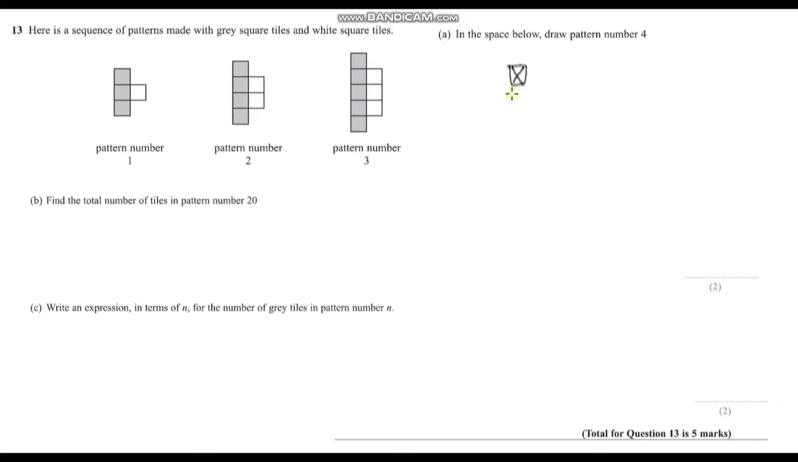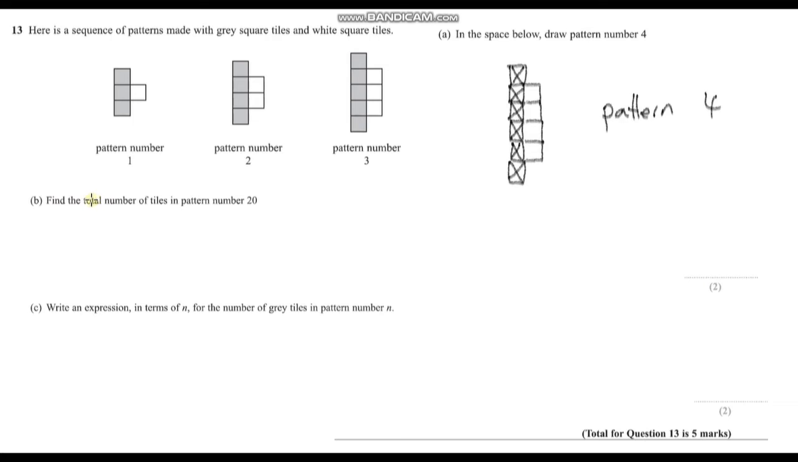So 1, 2, 3, 4, 5, 6. And now let's look at the white tiles. We've got 1, then 2, then 3. So it looks like we're going to have 4. And notice the position of them. Okay, they're always in the middle. So we're going to have 4 in the middle. 1, 2, 3, 4. Let's just label this. So this is pattern number 4.